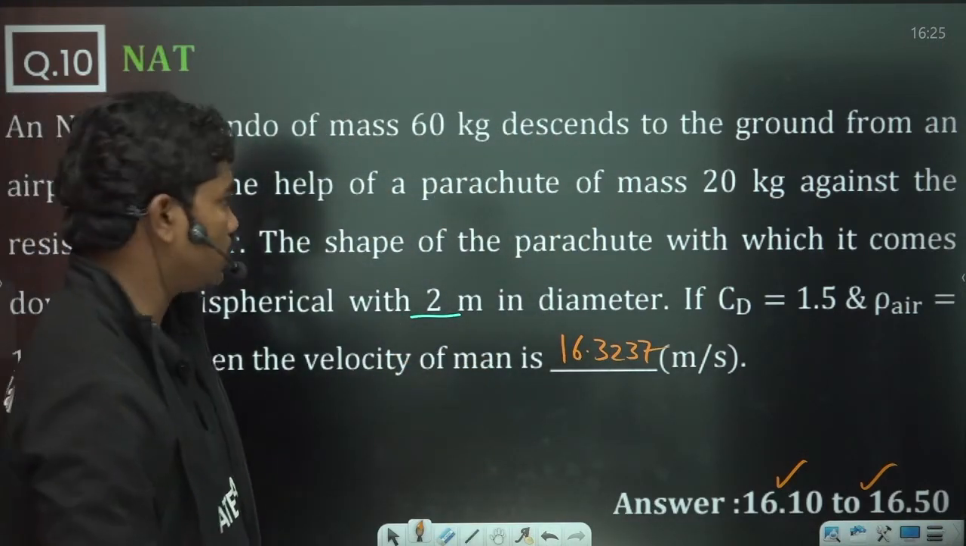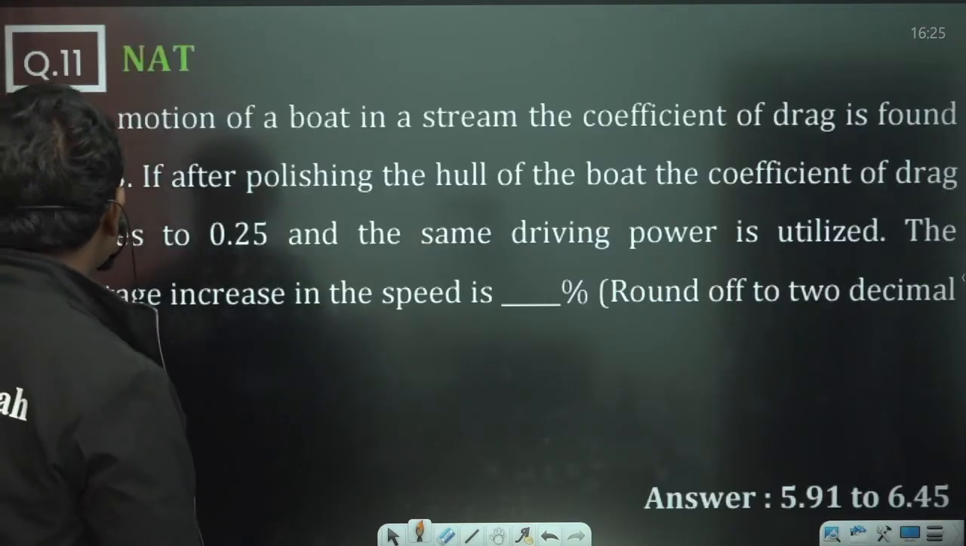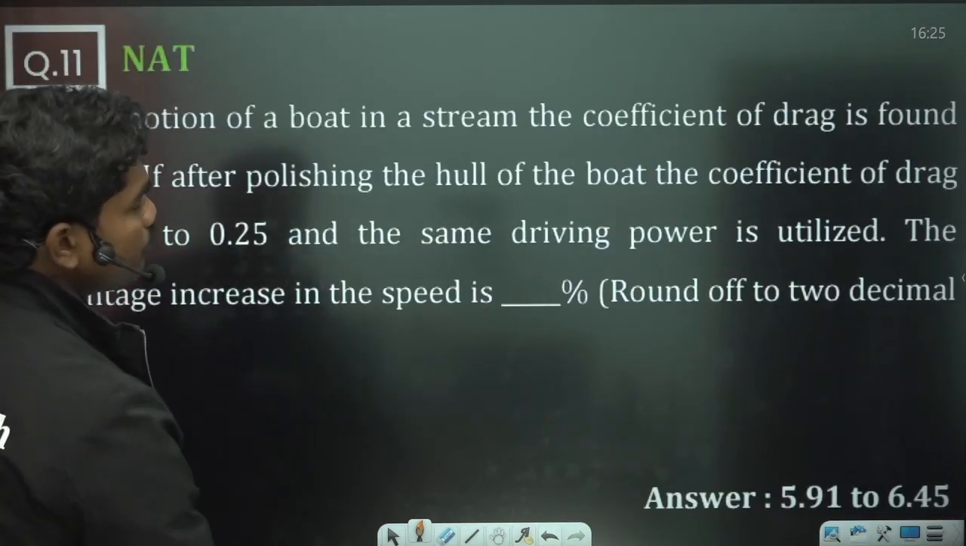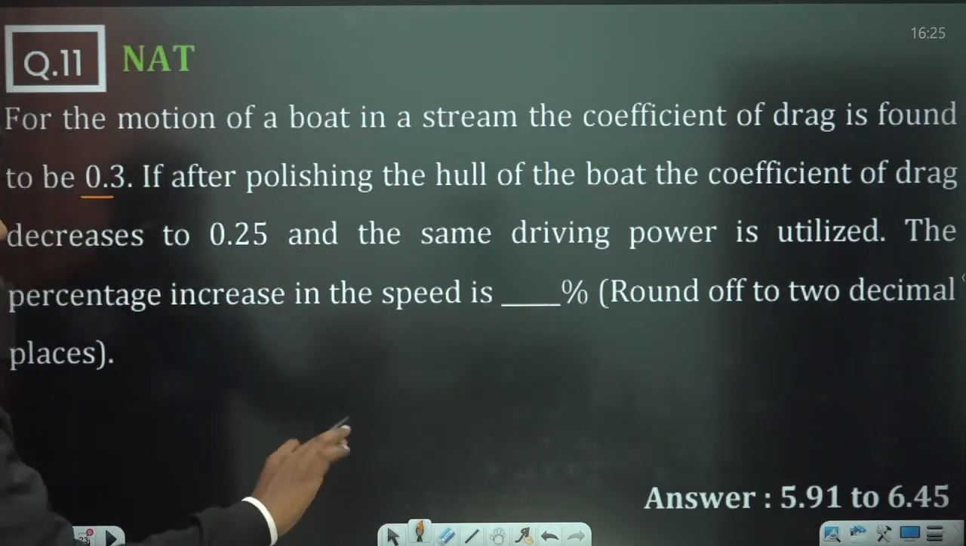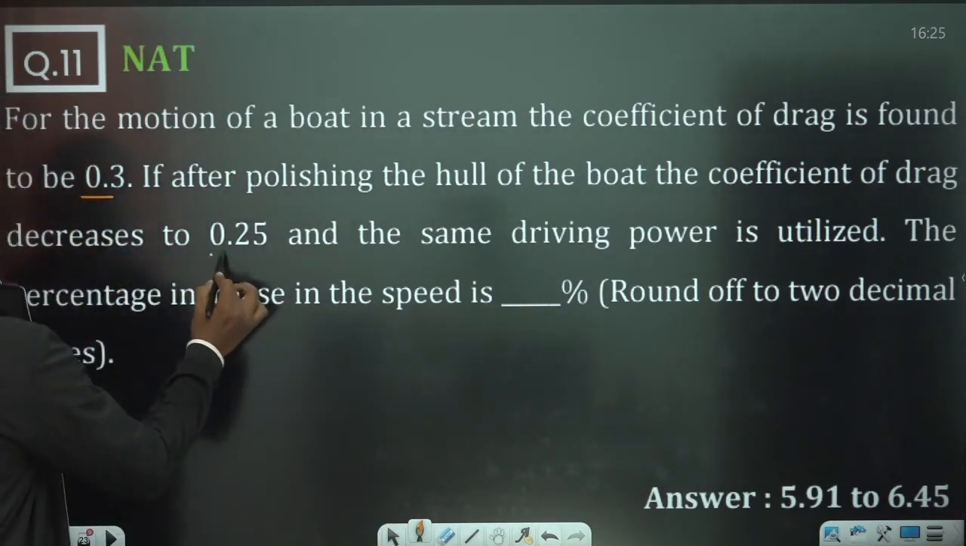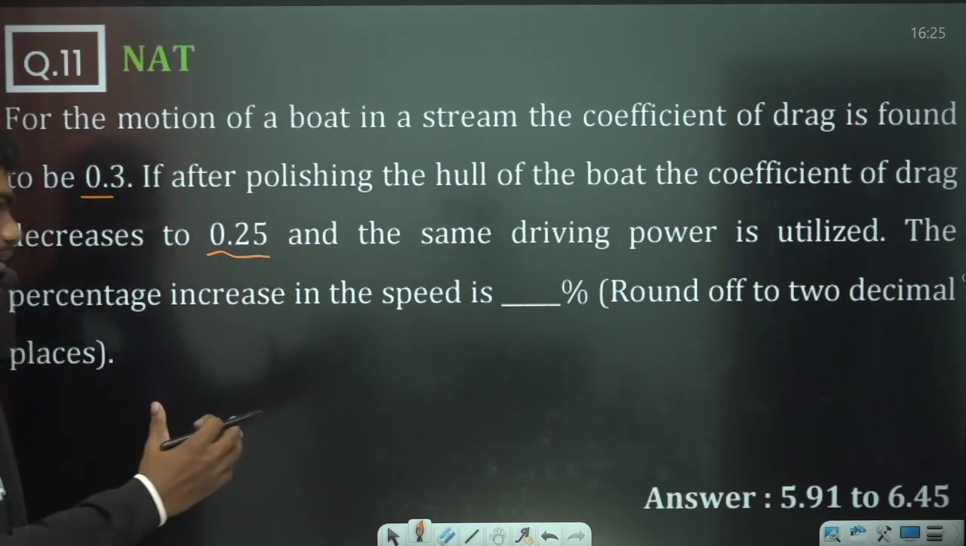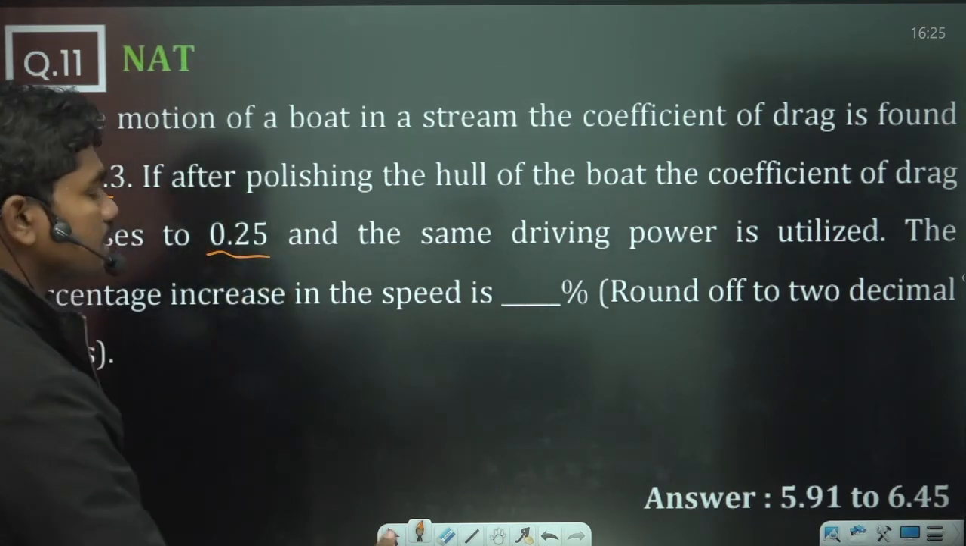So that's how we can solve this question. So let's go for the next question. For the motion of a boat in a stream, the coefficient of drag is found to be 0.3. If after polishing the hull of the boat, the coefficient of drag decreases to 0.25 and the same driving power is utilized, then the percentage increase in the speed.